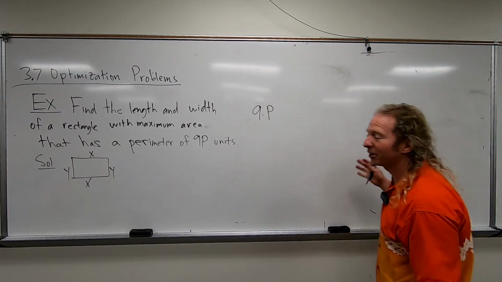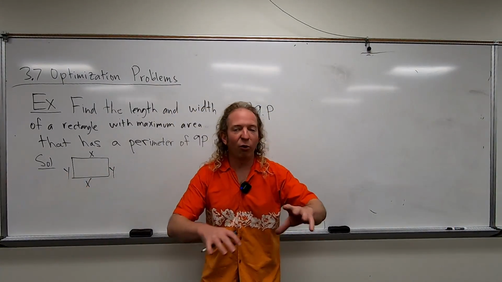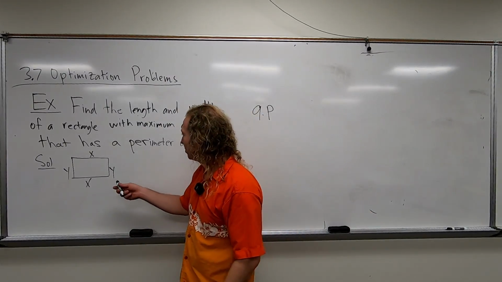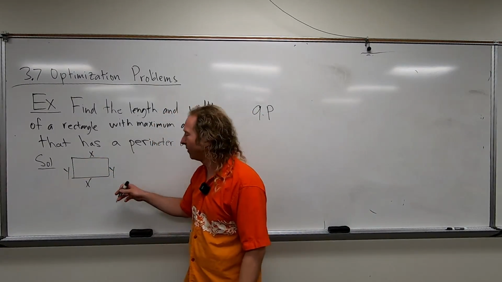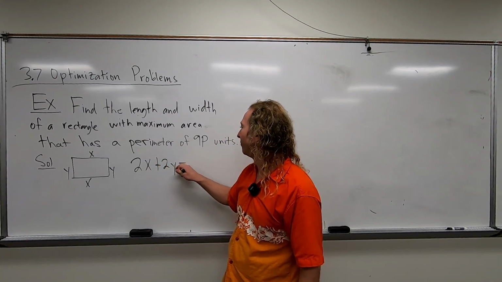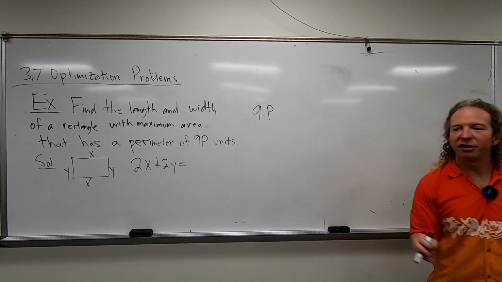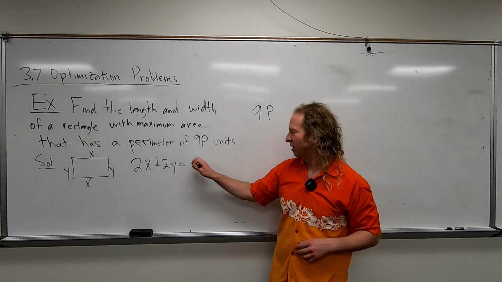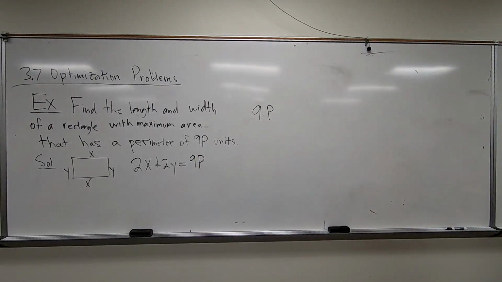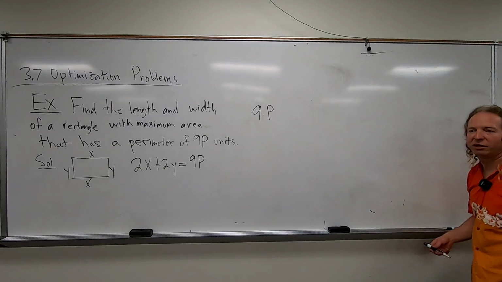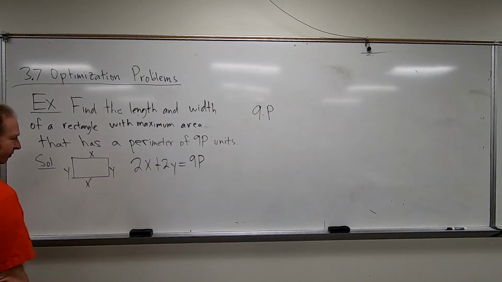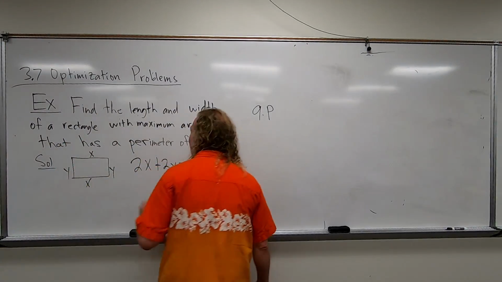Okay, so we know something about the perimeter. To find the perimeter, what do you do with the lengths? Add them all up. Yeah, good. So we know that 2x plus 2y, that's the total perimeter. But the perimeter is equal to what in this case? 9p. Good. If this was ever on a test, I'd probably give you a number instead, like 100, just to make it a bit easier.